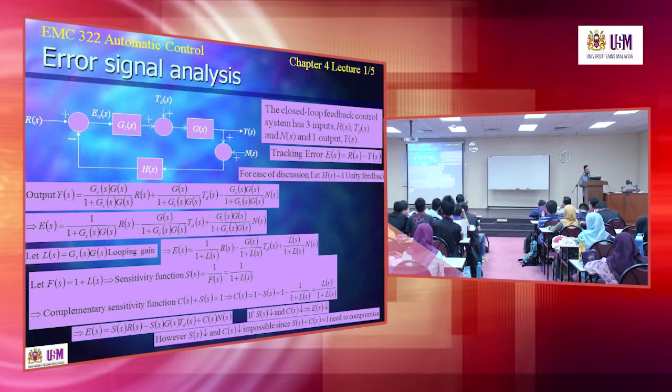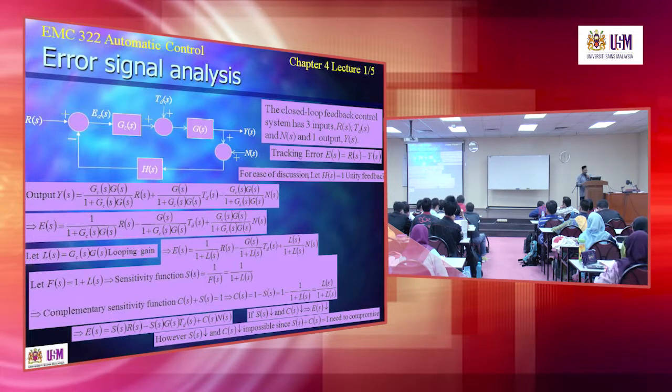The only thing, if you analyze this equation, is this: let's say we want to reduce the error. When we talk about the error, normally we want the error to be zero. But if not zero, if possible, as small as possible.